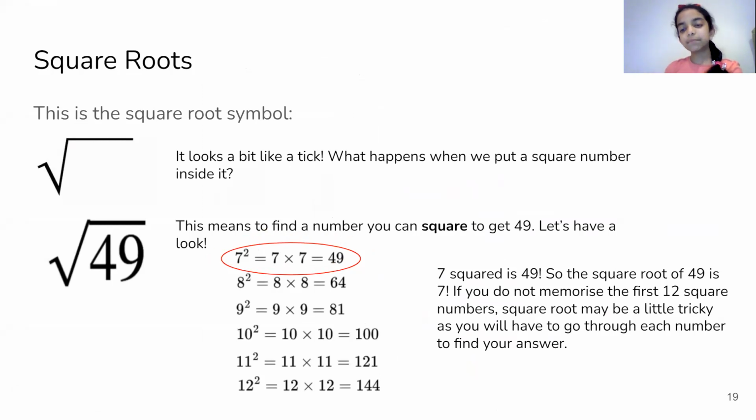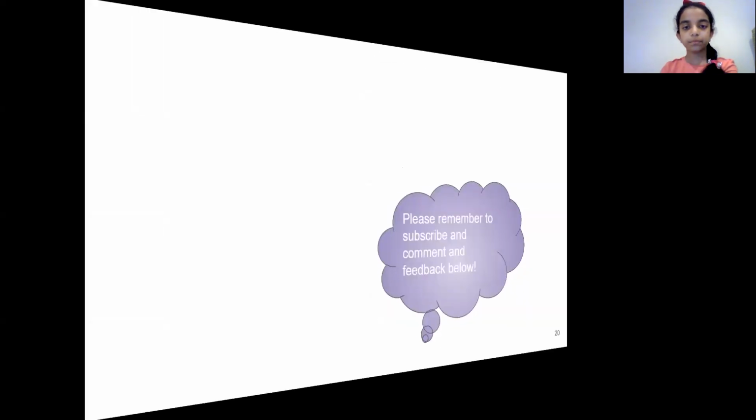Now, this is why you need to memorize the first 12 square numbers. And some of you might even want to memorize up to 20, because if you don't memorize at least up to 12, square roots might be a little bit tricky, as you'll have to manually go through each square number. You have to do 1 times 1, 2 times 2, 3 times 3, 4 times 4, 5 times 5, 6 times 6, up until you get 7 times 7. But if you memorize, you'll know straight away that 7 squared is 49.